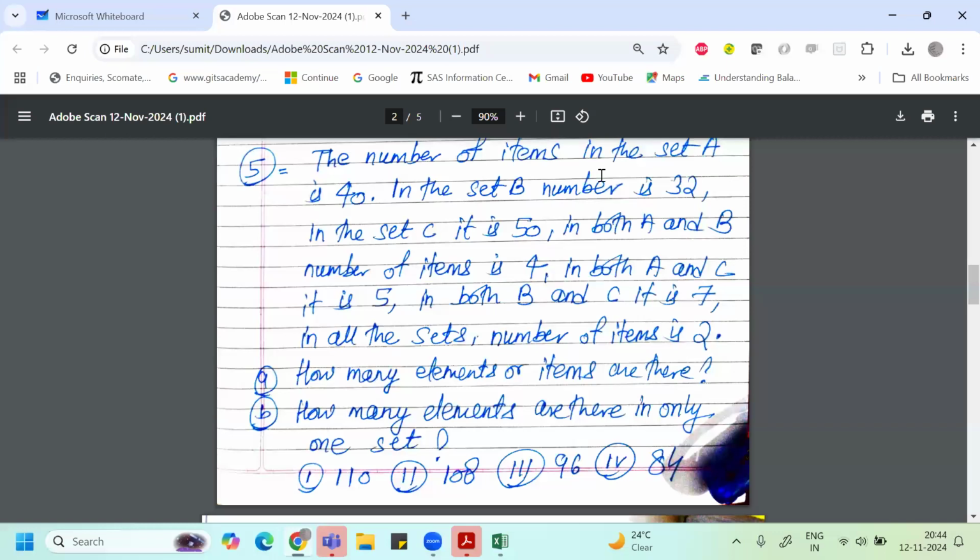The number of items in set A is 40. Number of items in set B is 32. Number of items in set C is 50. In both A and B, it is 4. In A and C, it is 5. In B and C, it is 7. In all the sets, meaning the intersection of A, B, C, it is 2. So they're asking you this.